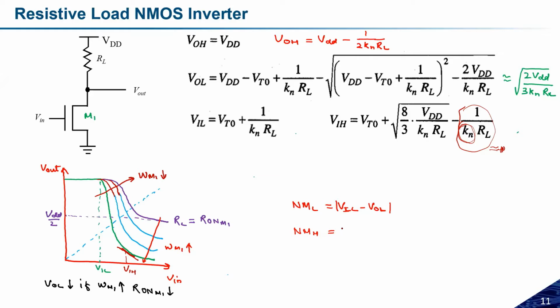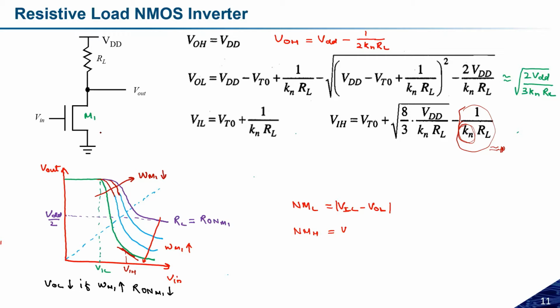Sir, if the WM1 increases, then the VIH is increasing. So shouldn't the arrow go up? Sorry, if the WM1 will reduce, then the resistance will be less. And if the resistance is less, then what will happen? The voltage drop across this transistor will be less, so that will be closer to the ground, right?